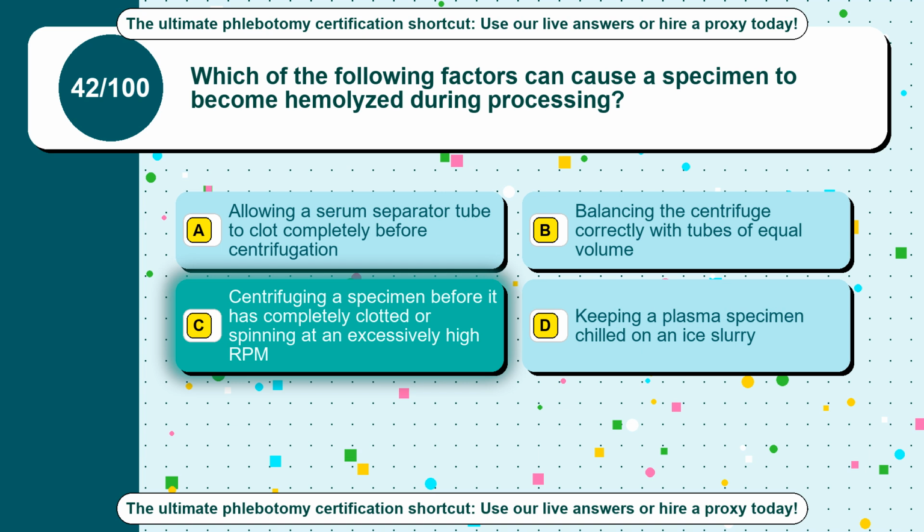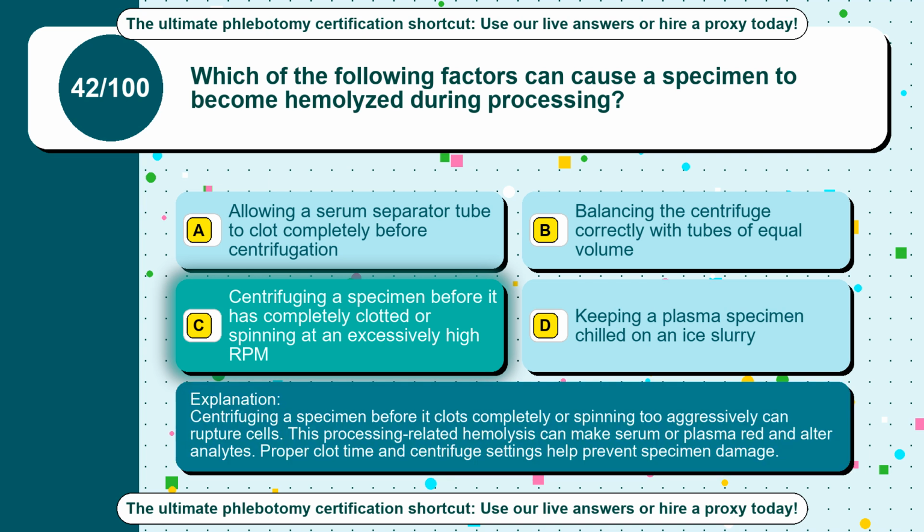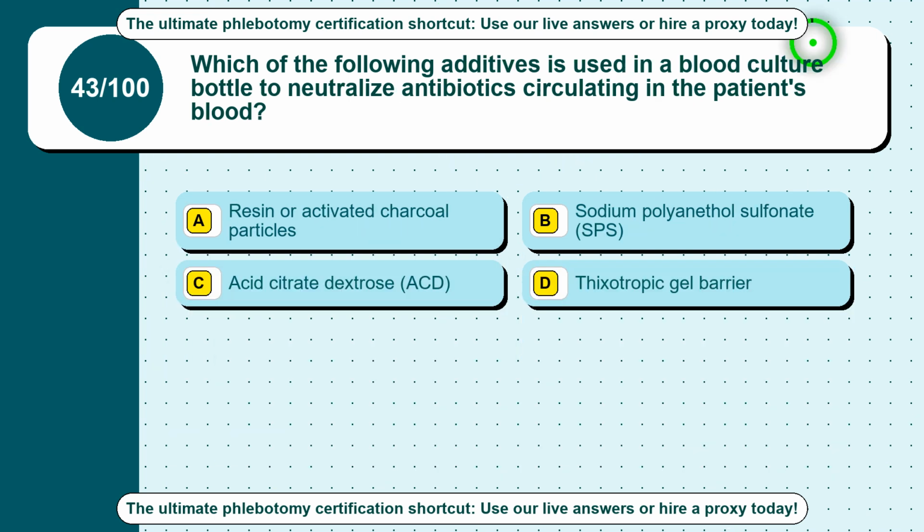Centrifuging a specimen before it has completely clotted or spinning at an excessively high RPM. Centrifuging a specimen before it clots completely or spinning too aggressively can rupture cells. This processing-related hemolysis can make serum or plasma red and alter analytes. Proper clot time and centrifuge settings help prevent specimen damage. Question 43.